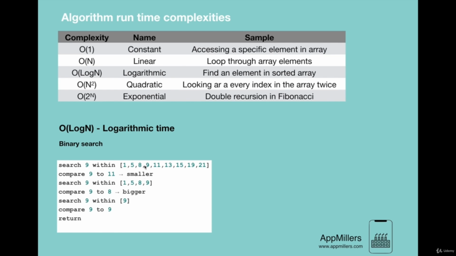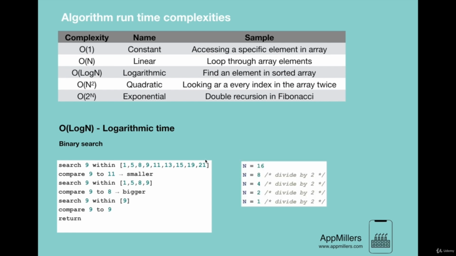Then here, we are again dividing this array into two parts. The middle point here is 8. So we compare 9 to 8. We see that 9 is bigger than 8, which means that we will look at the right side. On the right side, there is only one number left. We are comparing this number with 9. We see that it's equal to 9, and we return 9.